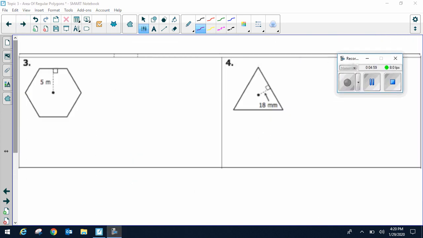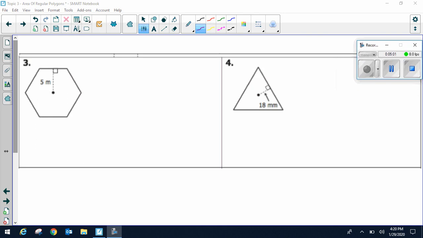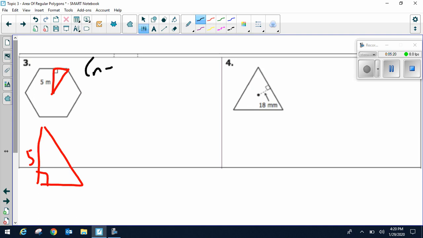Okay, and notice in these types, you're not given a side length. So we're still going to draw a right triangle, just like we've been doing. So I'm going to redraw my right triangle, and this is 5. When you don't have any other sides, the next step is to find the angle. So we're going to use the formula n minus 2 times 180 divided by n. That's going to give me the interior angle. Then I have to take that interior angle and divide it by 2.